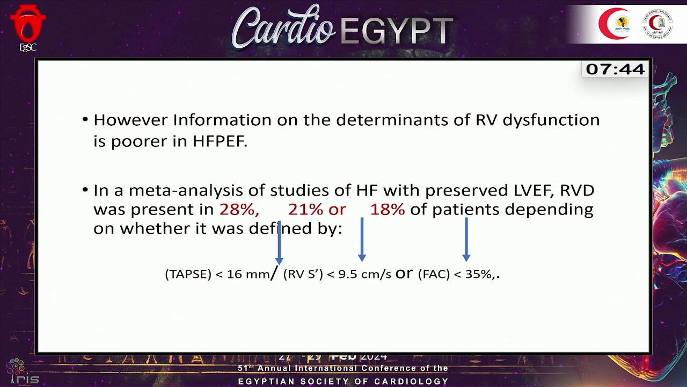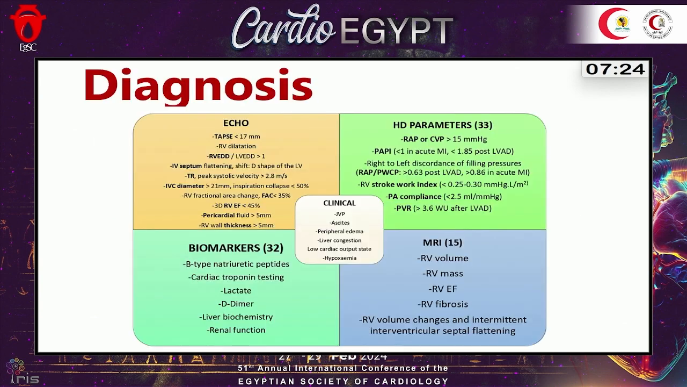And in a meta-analysis of studies of heart failure with HFpEF, RV dysfunction was present in 28% if assessed using TAPSE, 21% if assessed by tissue Doppler, and finally 18% if assessed using the fractional area change. So it depends on the method of assessment.